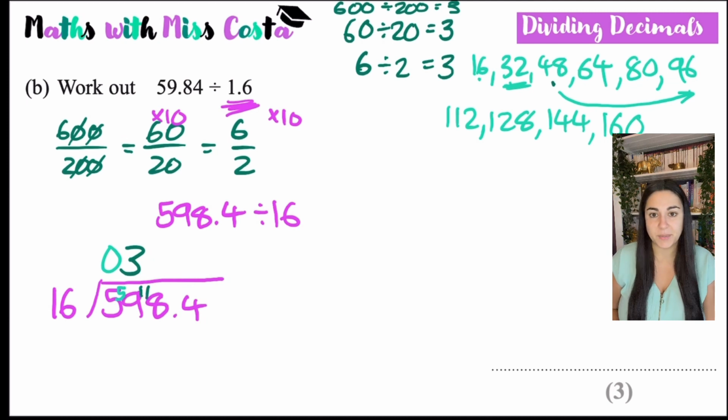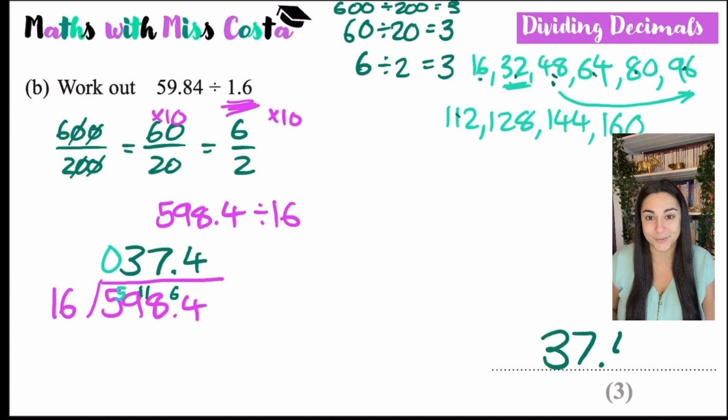How many 16s go into 118? So 1, 2, 3, 4, 5, 6, 7. 7, remainder 6. Okay, and then how many 16s fit into 64? 4. So your answer would be 37.4.